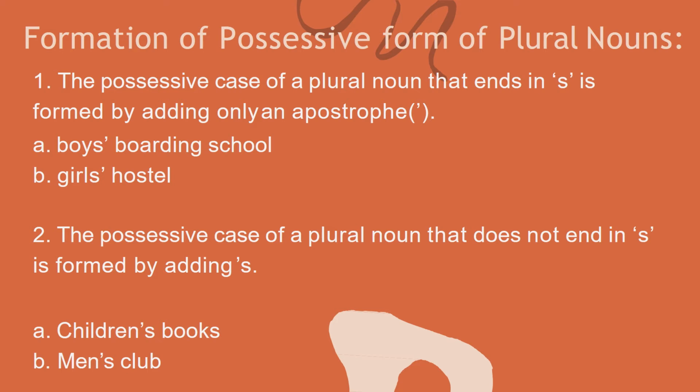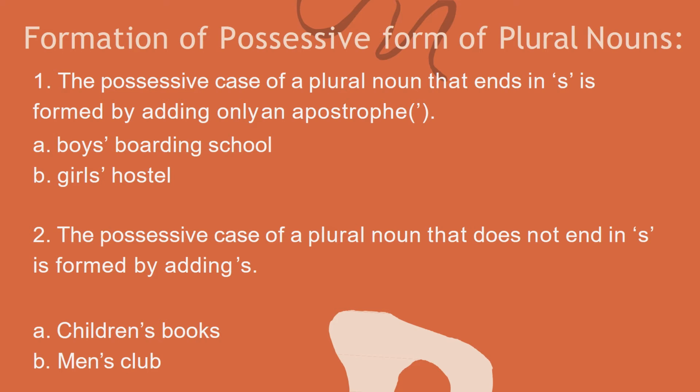The next one is girls' hostel. Girls here is plural again. So we will call it girls' hostel by not adding s. It will only be an apostrophe.